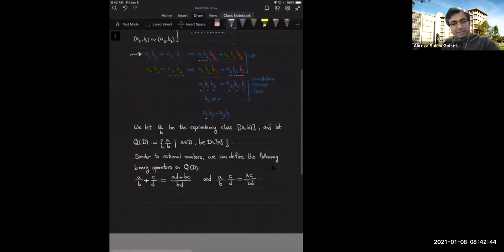The equivalence class of the pair A comma B is denoted by A over B, and we call it the fraction of A over B. It behaves the same way as we expect, meaning when I multiply A and B by the same non-zero element, we end up getting the same fraction because of the way we define the relation between the pairs.